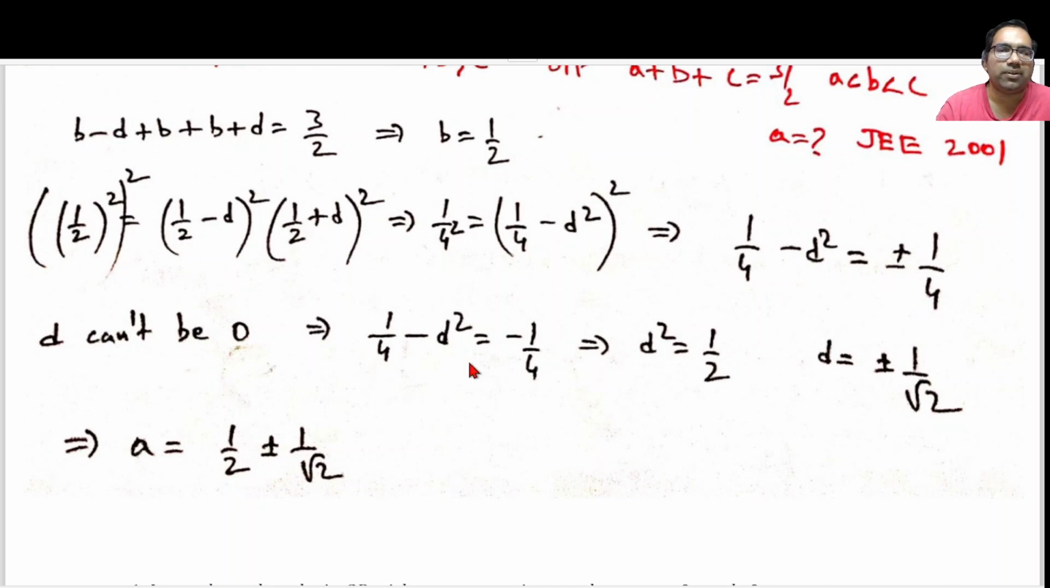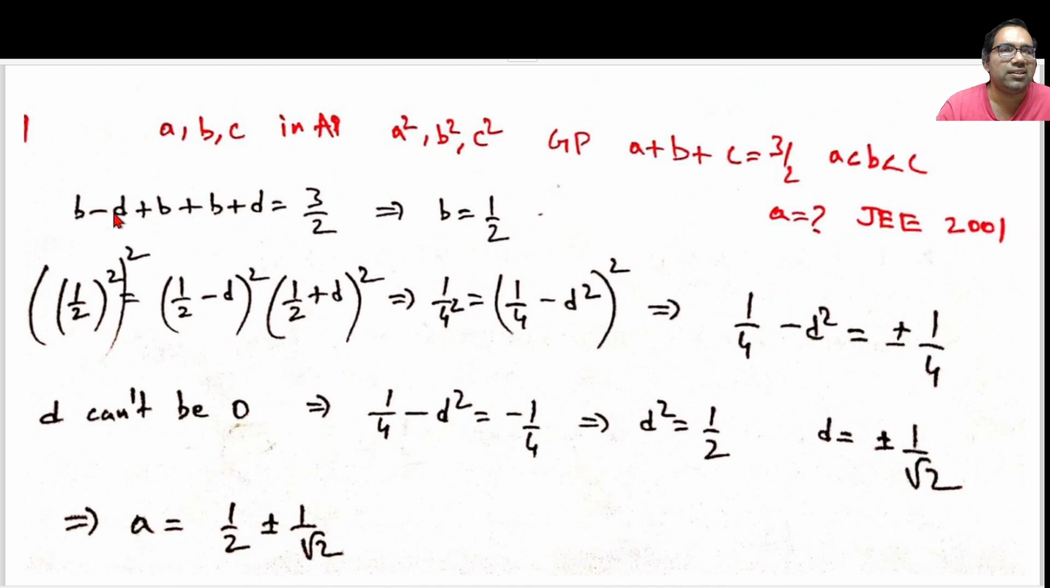So what does that mean? 1 by 4 minus D square equals minus 1 by 4. That means D square equals 1 by 4 plus 1 by 4, which is 1 by 2. That means D equals plus or minus 1 by root 2. Now what is A? A is B minus D and C is B plus D, so A is half minus D.